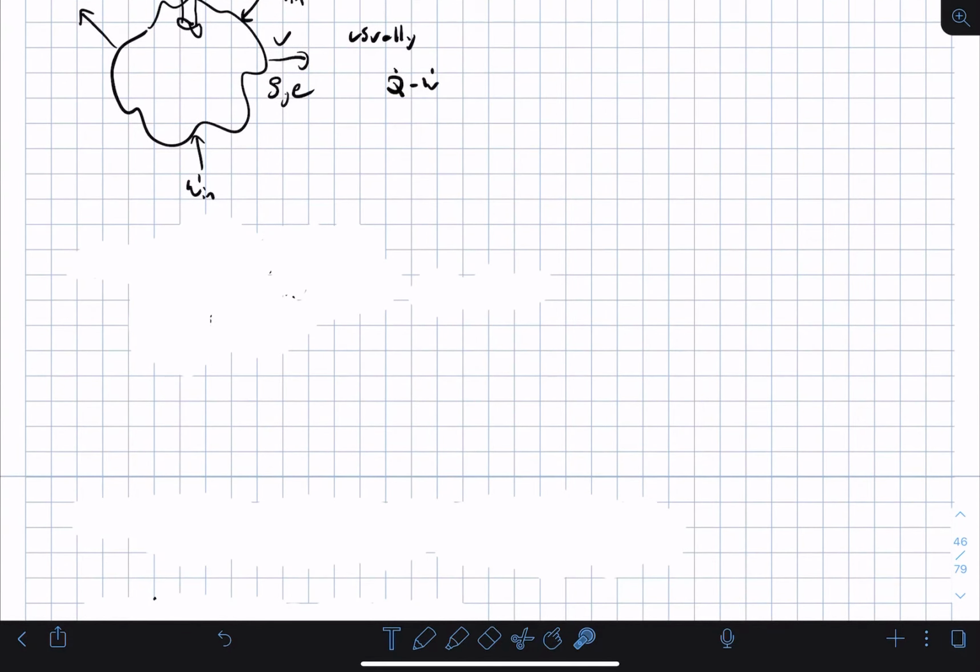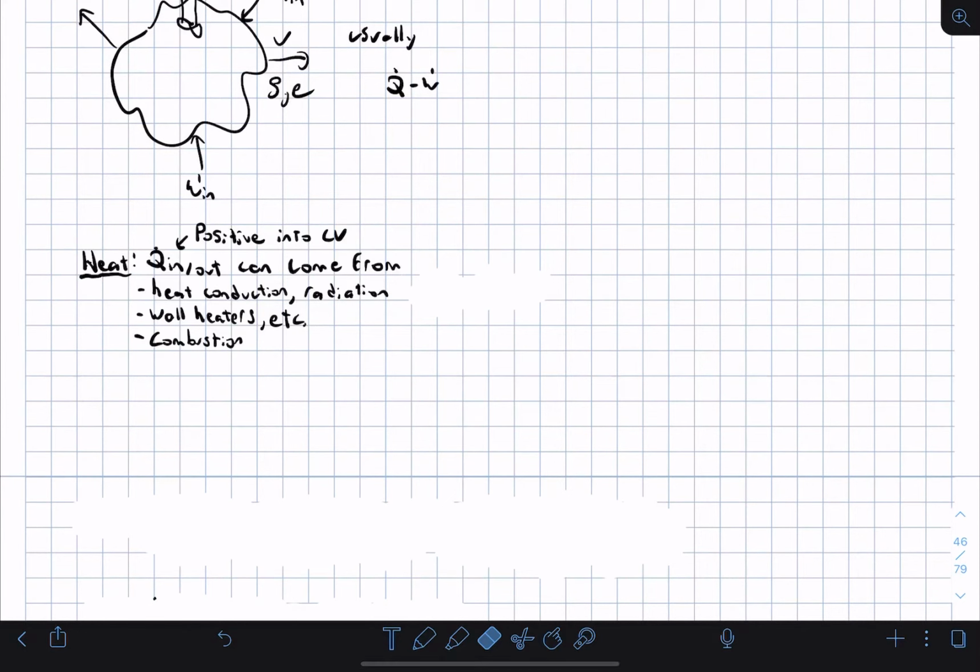You learned more about that in thermo than you wanted to, and you'll learn way more about that than you probably ever wanted to in heat transfer. Okay, and so heat is defined positive into the CV. So Q in is positive. If there's no "in," it's just assumed to be in.